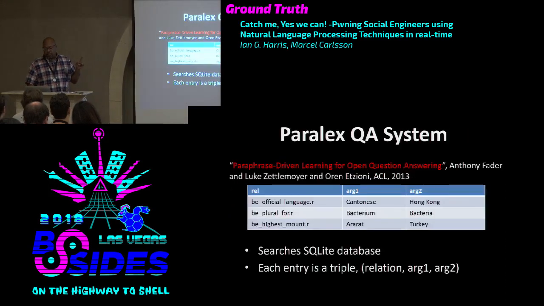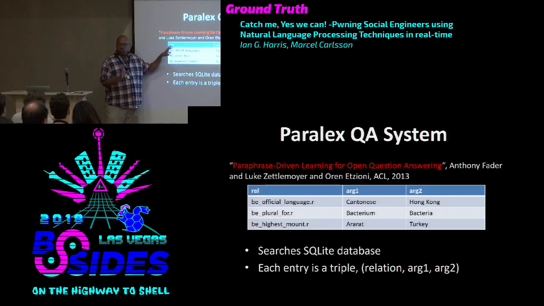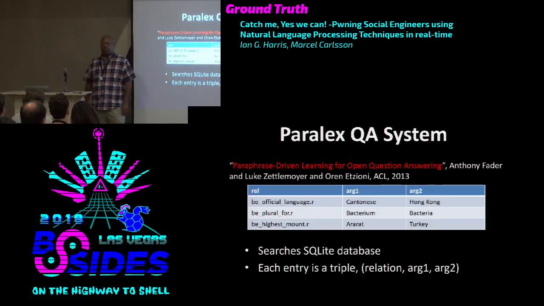Okay, so the question answering system we use is called Paralex. Here's their paper reference. It's open source, and we just downloaded it and used it. This is 3 entries out of their table. They have a massive SQL table of over 15 million things that they culled from Wikipedia automatically. Everything's a triple, a relation and 2 arguments. So official language of Hong Kong, Cantonese, plural for bacteria is bacterium, and so on. So they have this massive database of facts.